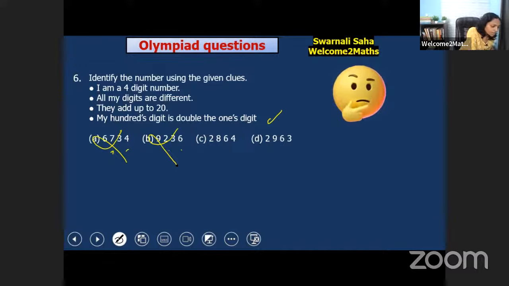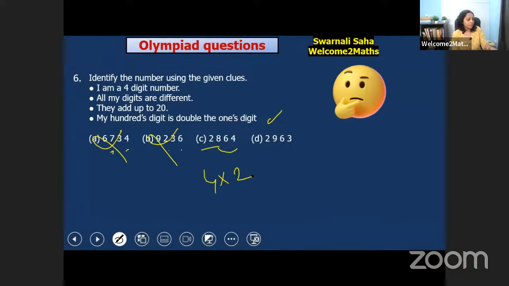Now let's move on to the next option, and here is 2864. So 4 is at the ones place and 8 is at the hundreds place. And here you can see 4 into 2 is 8. So that means it could be our answer. Now let's check the last one, 2963. It's also not possible because 3 into 2 is not 9. So let's eliminate this option too. So it would be our answer.